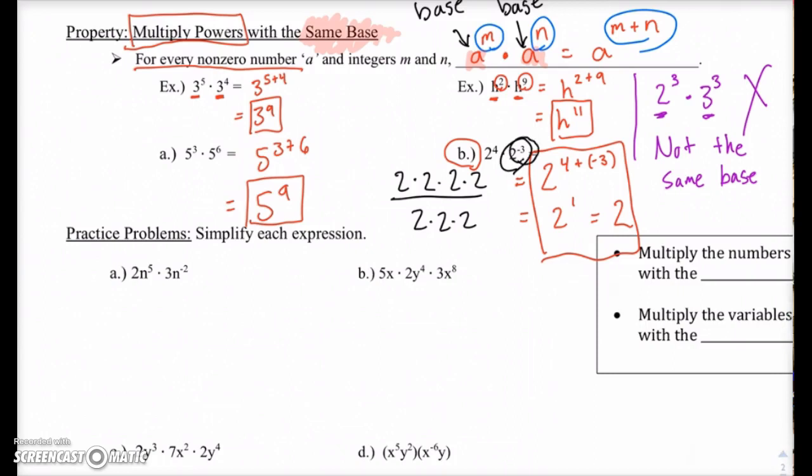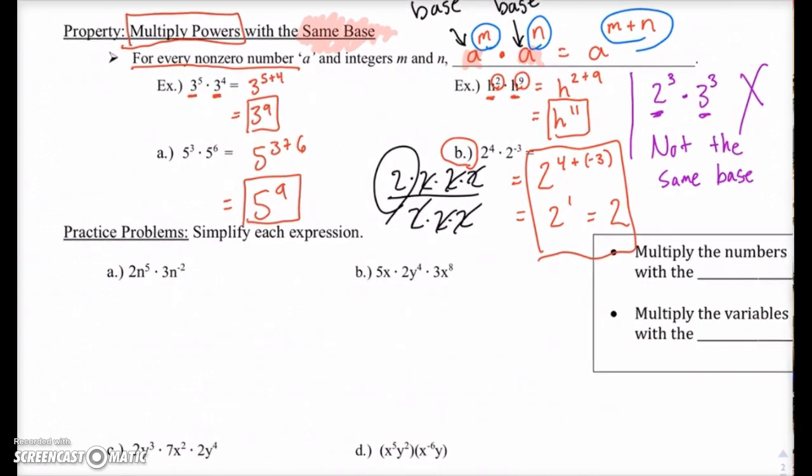This negative exponent right here. When we see that, where should we put the power again? We have to put it in the denominator, right? So once we put that in the denominator, it will be 2 times 2 times 2. And of course, when you cancel these out, you're just left with 2 as well. Okay, so both ways work. The shortcut of adding the exponents or even just writing it out, they both work out.